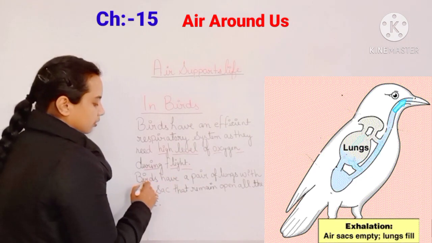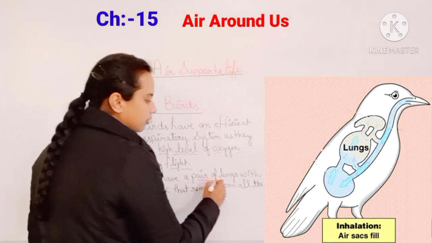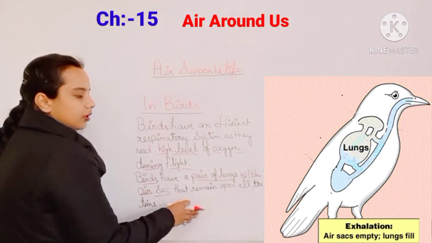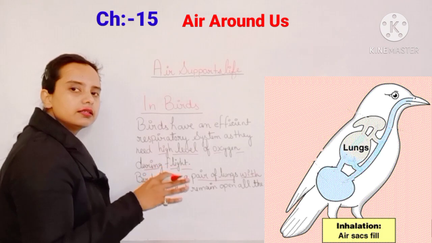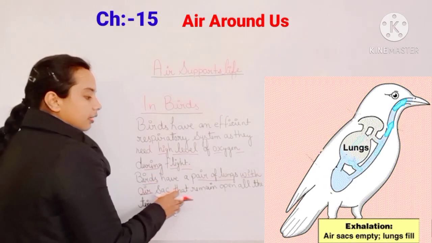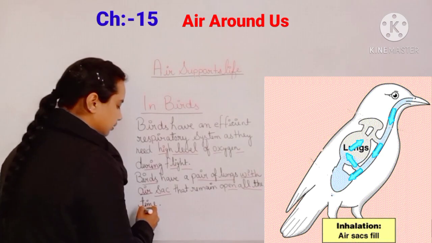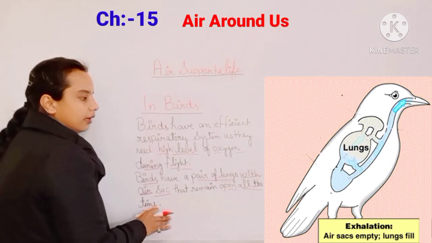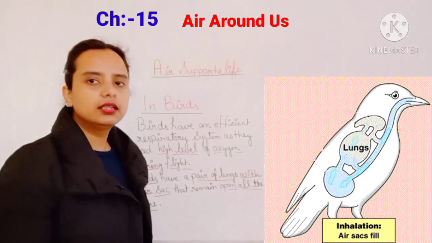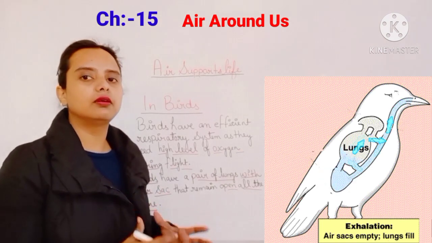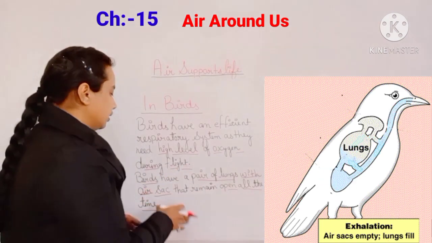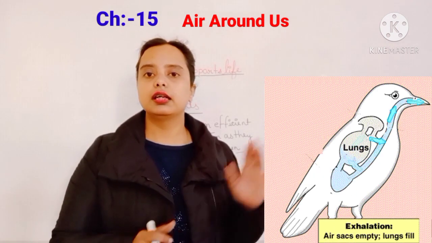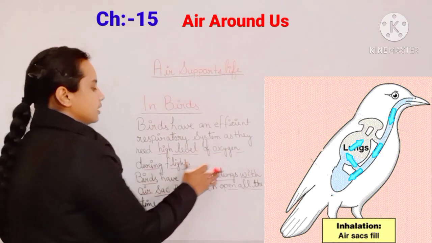So what happens? The birds have a pair of lungs with air sacs. Means the air sac is present in their lungs and remains open all the time, so that during the flight the birds get the proper amount of oxygen. You can see the image of an air sac in the diagram here. You can see how the air sac is present.